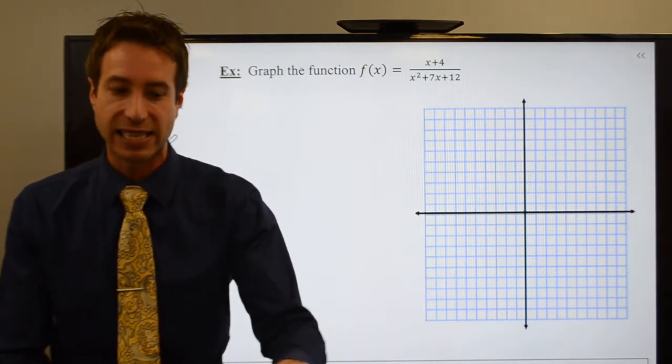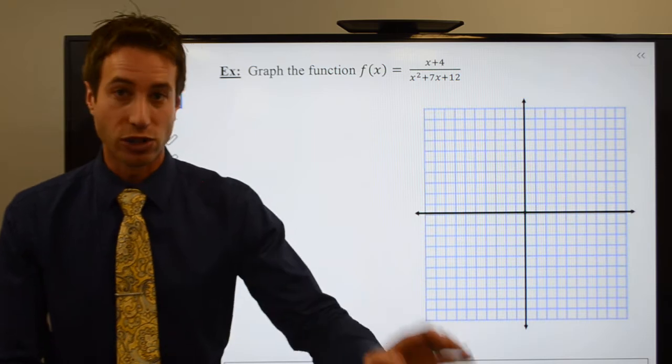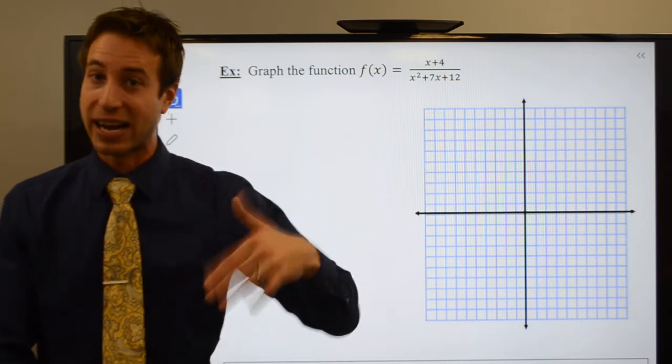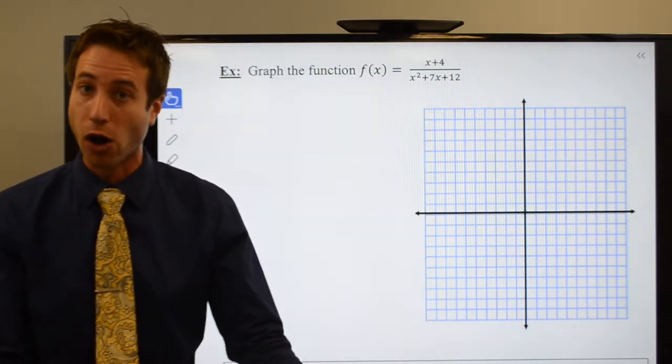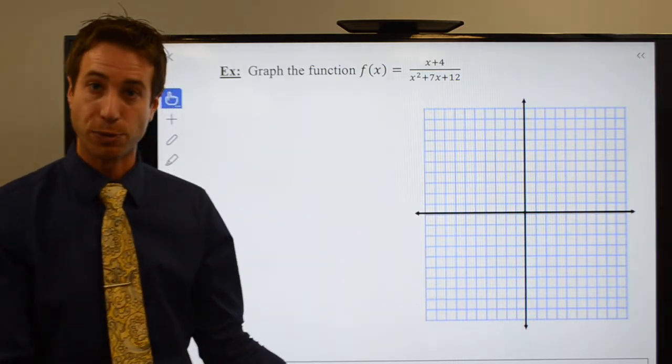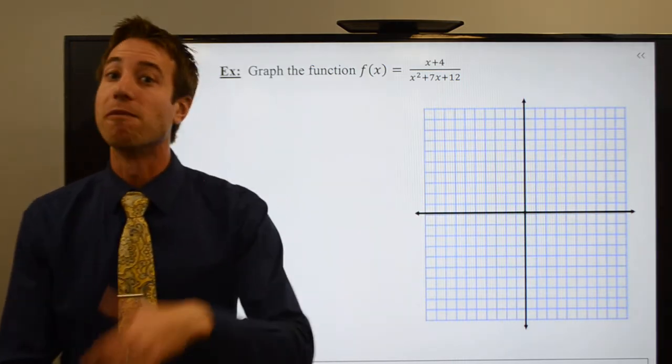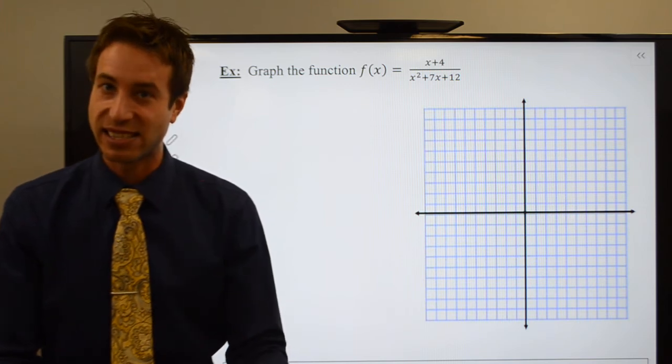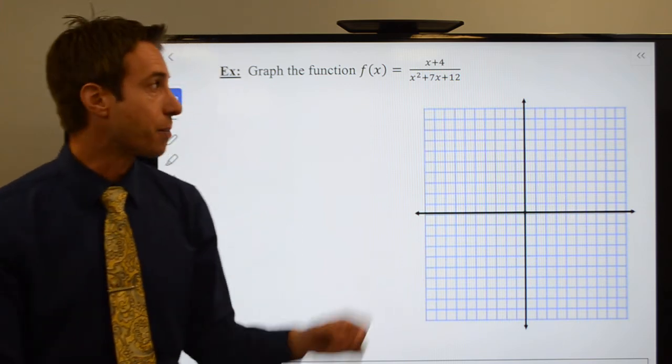Do you know how to find x-intercepts, vertical asymptotes, horizontal asymptotes, point discontinuity, right? You need to show me you know how to do all of that stuff. That's why it's a free response question. The points come from your work, not necessarily your final answer. Let's just jump right into this.